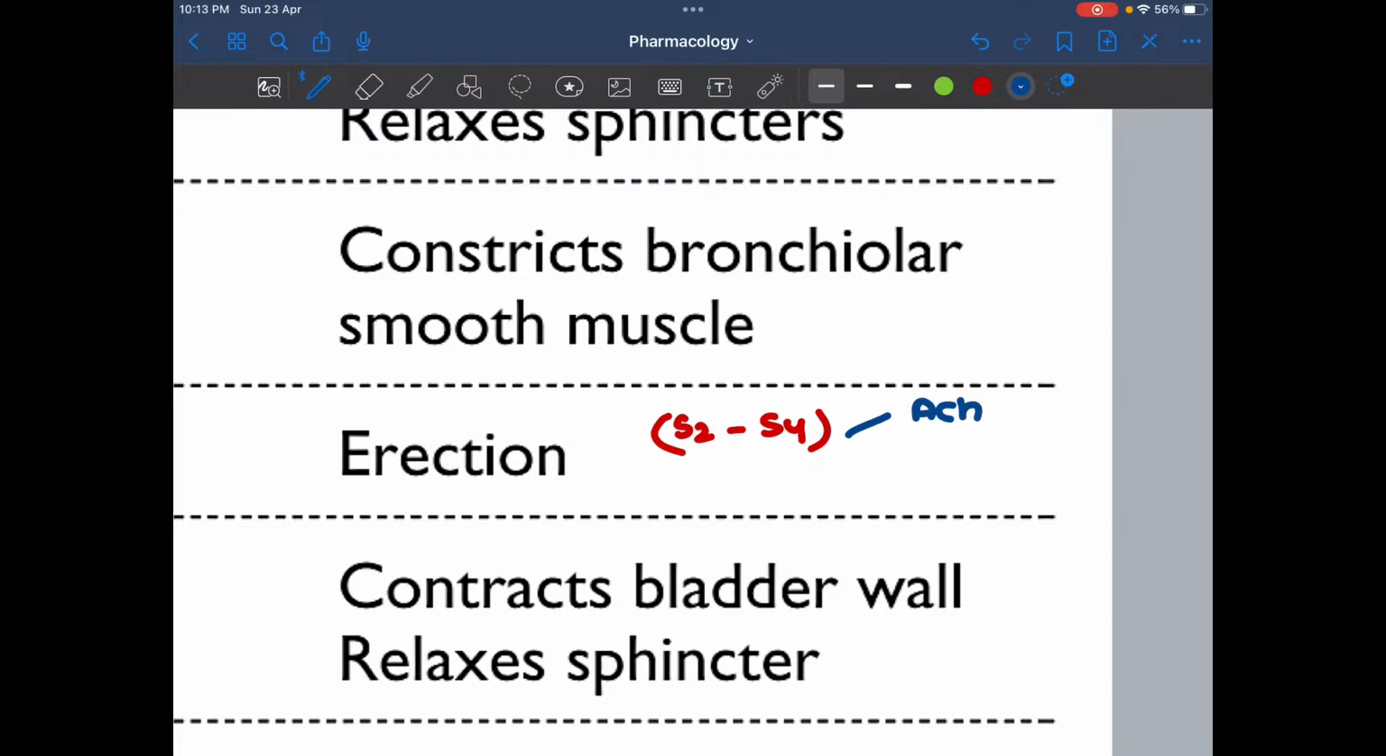But one more thing we have seen is that there are some NANC fibers as well. What are they? Non-adrenergic, non-cholinergic fibers. They mainly release nitric oxide. So nitric oxide also plays a very important role in erection. Nitric oxide stimulates the production of cyclic GMP, and cyclic GMP is broken down by phosphodiesterase. And this is where the drugs we use for erectile dysfunction, like sildenafil, will work, because they inhibit the phosphodiesterase.